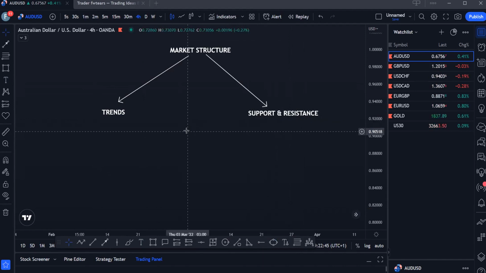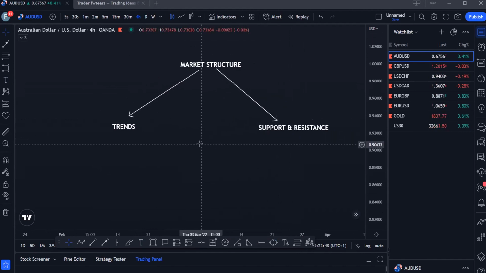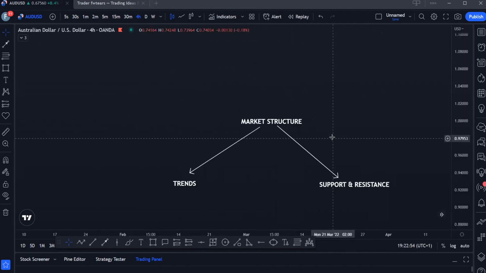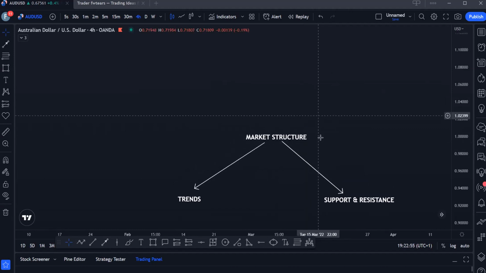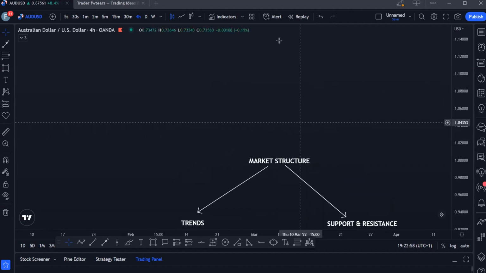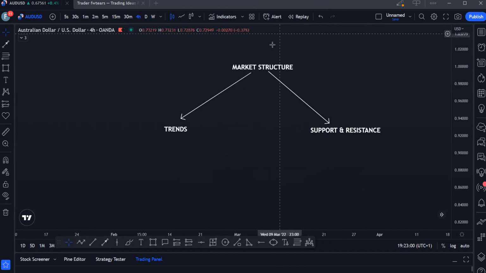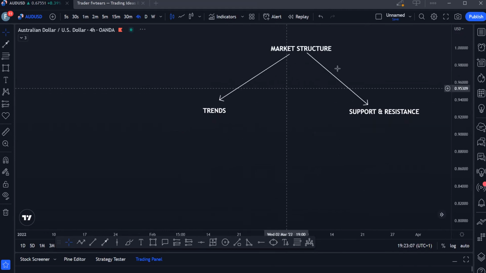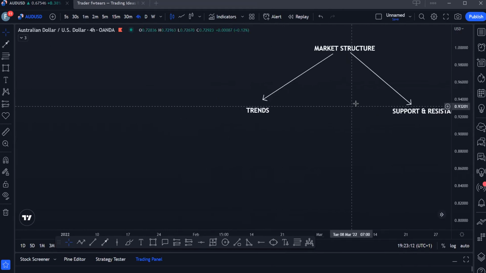So let's start from the concept of trends. All right, let's talk about trends real quick. So when we say trends, what are we talking about? Trends simply talks about the momentum in the market. So when you hear trend, I want you to think about the momentum of price.